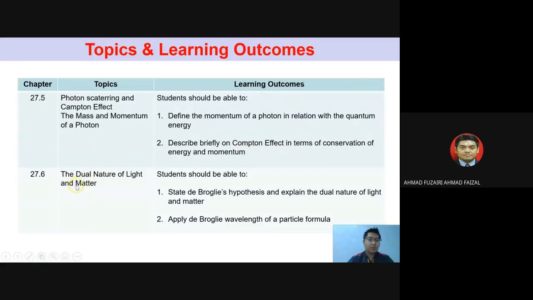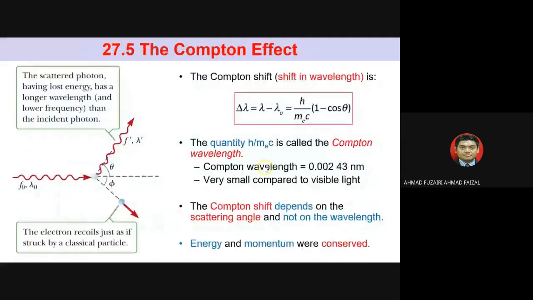And for the second topic, 27.6, the dual nature of light and matter, students should be able to state the de Broglie hypothesis and explain the dual nature of light and matter, and apply the de Broglie wavelength of a particle formula. So we go to the first topic for today, the Compton effect.